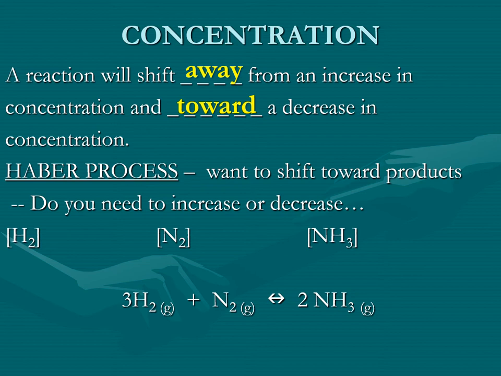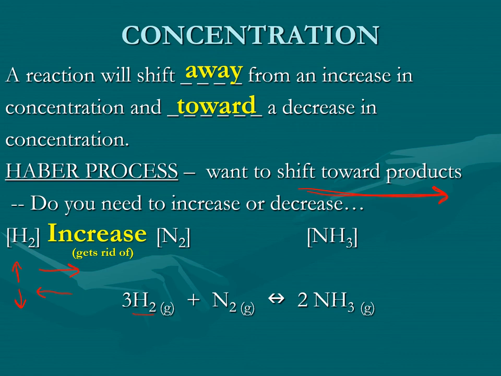Okay, well, if I want the reaction to shift toward the product, in this case, we want it to favor the products, or favor the forward reaction. So if I'm going to increase hydrogen, remember, if I increase it, it's going to shift away. If I decrease it, it's going to shift toward. Well, if I want to shift toward the products, then I want to increase the hydrogen. So it'll shift away, producing more product.